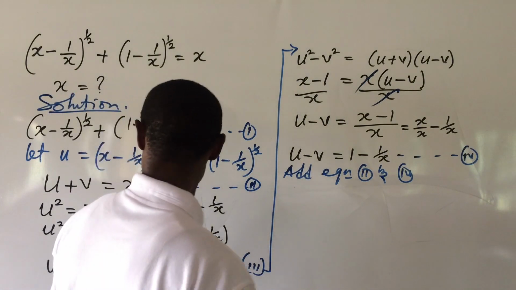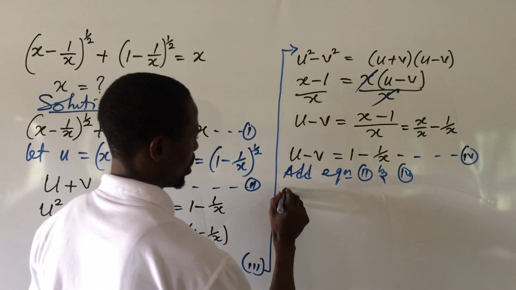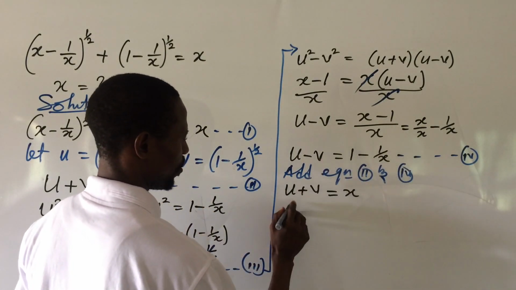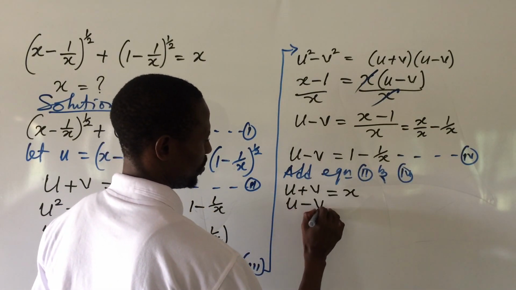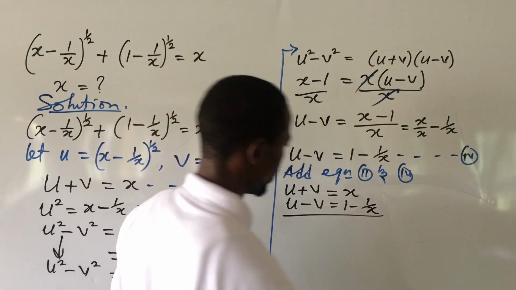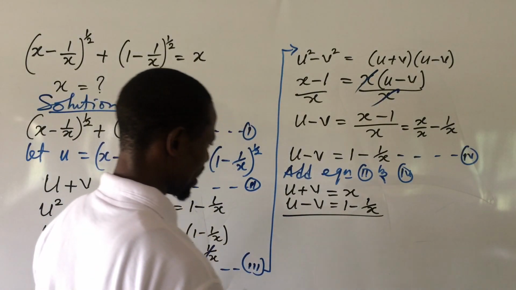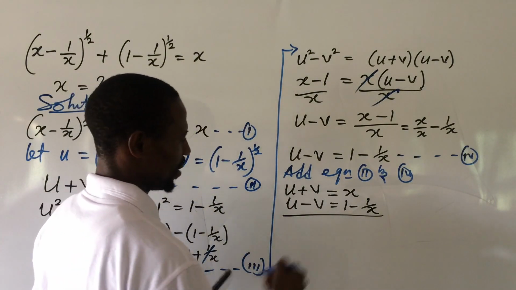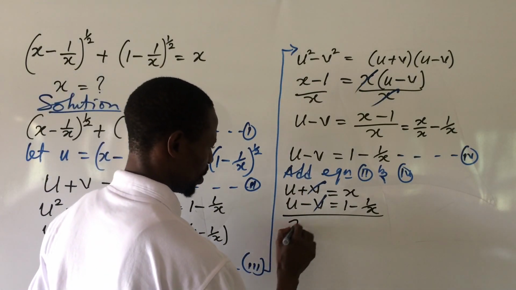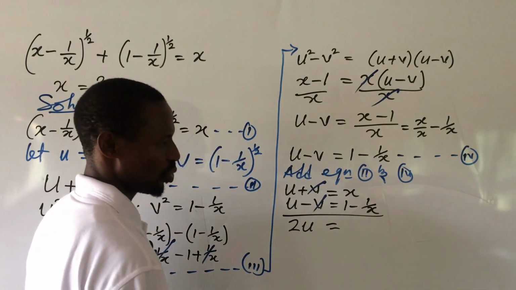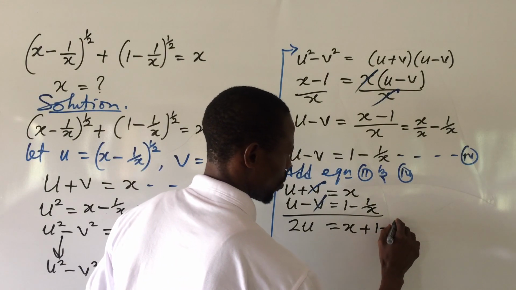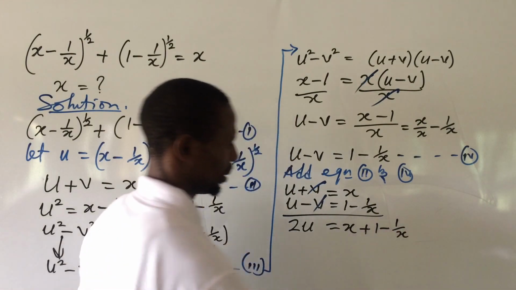Okay, so if we do that, we write our equation 2, which is u plus v equal to x, and our equation 4, u minus v equal to 1 minus 1 all over x. If we add up, this and this will leave, and so this will give us 0. Here we are now left with 2u equal to x plus 1 minus 1 all over x.